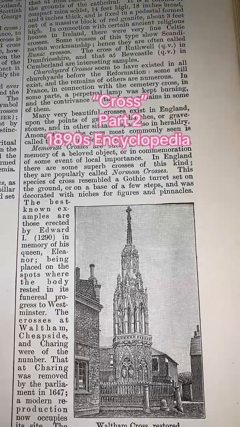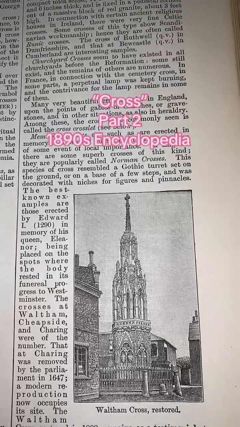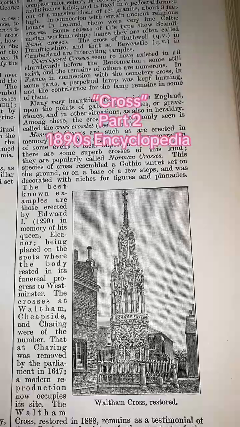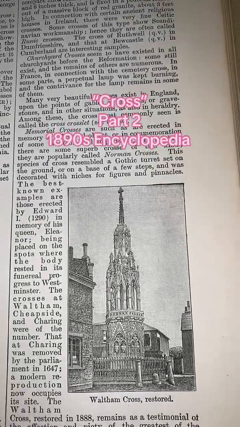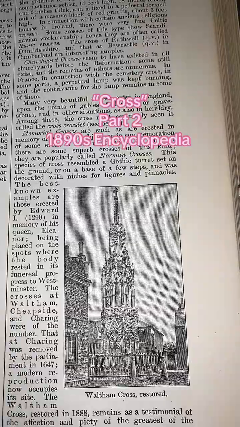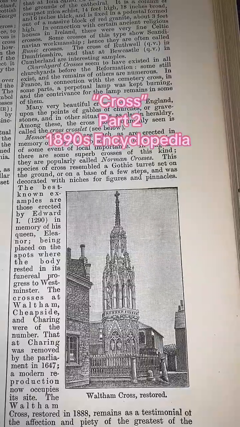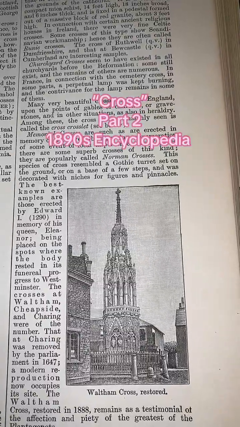Memorial crosses are such as are erected in memory of a beloved object or in commemoration of some event of local importance. In England, there are some superb crosses of this kind. They are popularly called Norman crosses. This species of cross resembled a Gothic turret set on the ground or on a base of a few steps and was decorated with niches for figures and pinnacles.